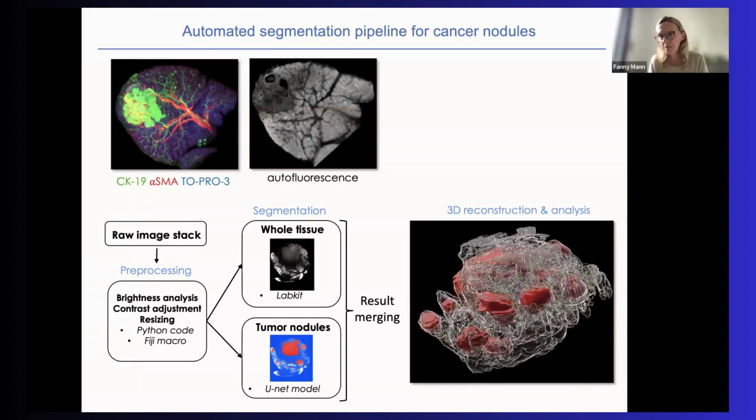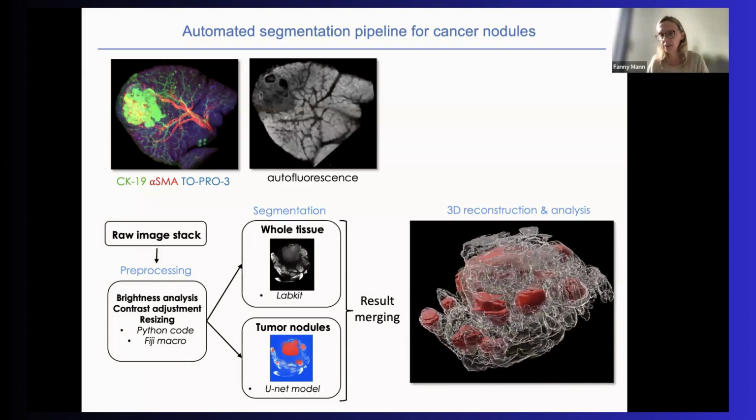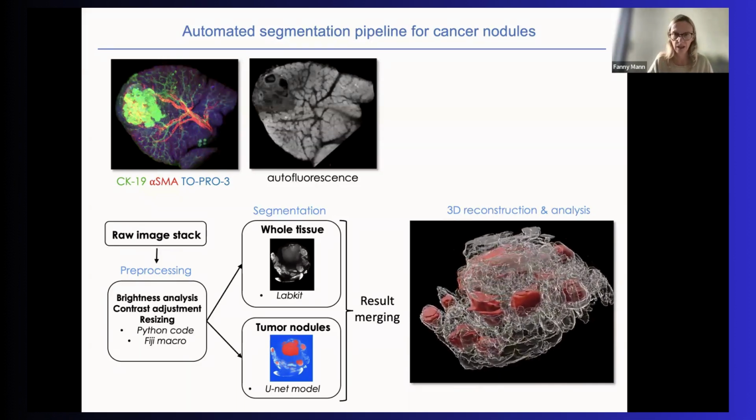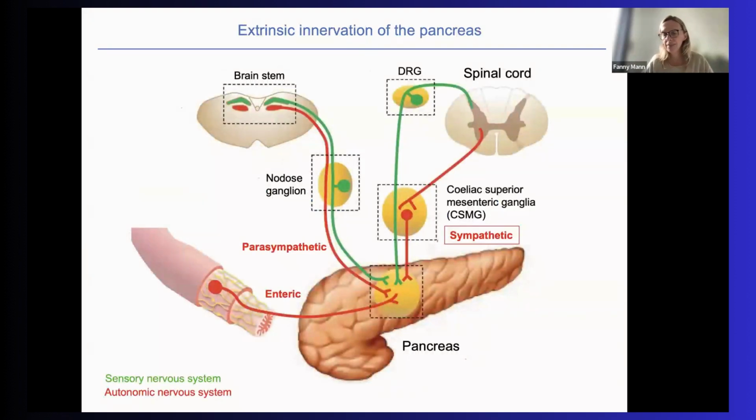So with this method established, then we looked at the nerves. This is a scheme of the innervation of the pancreas. To make it simple, the pancreas receives extrinsic innervation from sensory fibers, both vagal and spinal sensory fibers, depicted in green on this scheme. And it also receives efferent motor projections from the autonomic nervous system.